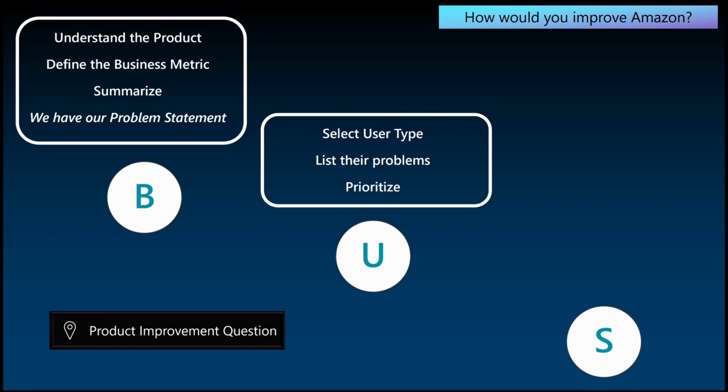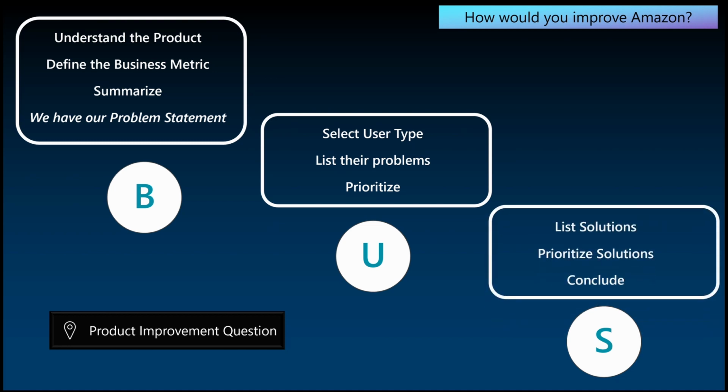Once you have defined the user problems you are trying to solve, it's time to generate some solutions. And here's how you do it. You list your solutions, you go ahead and prioritize these solutions, and then you summarize.